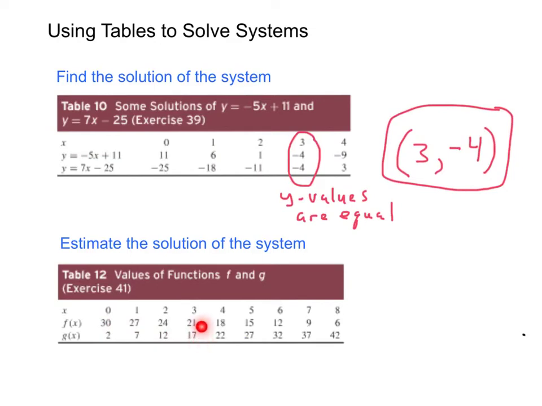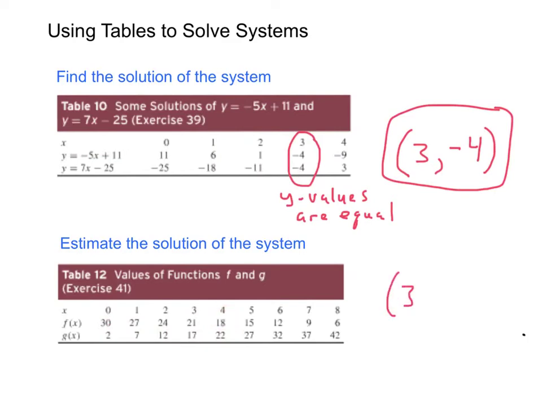But the f of x is still bigger than the g of x. 21 is bigger than 17. And if we go up one more, they're still kind of close, but now they've switched. F of x is only 18 and g of x is bigger. So somewhere between an x of 3 and an x of 4, these crossed, or in other words, they met. And so we'd probably estimate that, let's just say we estimate that at a 3.5.